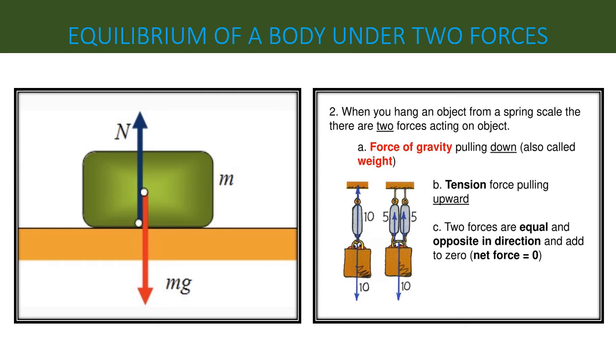Look at the second picture. If we hang something on a scale, there are also two forces acting on it. One acts downwards because of the weight of the object, and the other acts upward, that's the tension of the scale. As these two forces are equal and in opposite directions and in the same plane, that object is going to be in equilibrium.